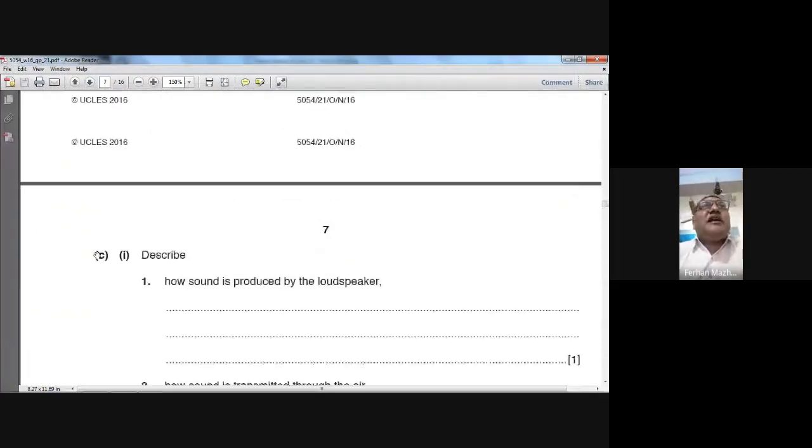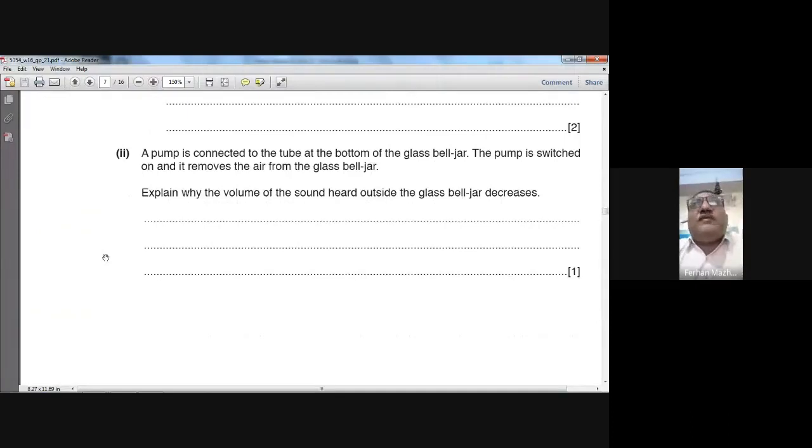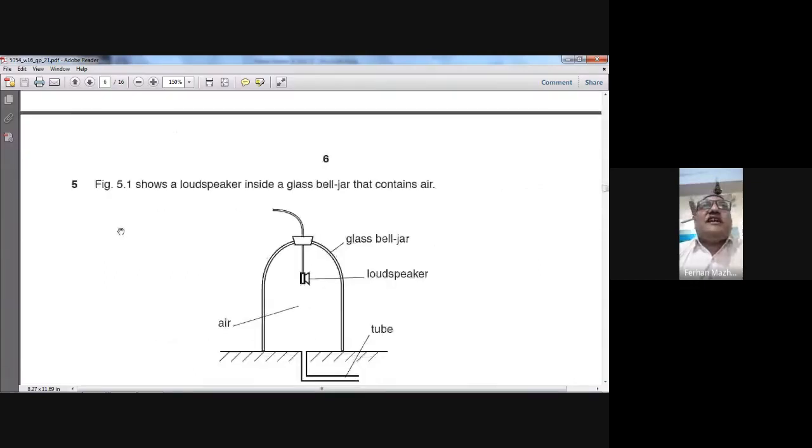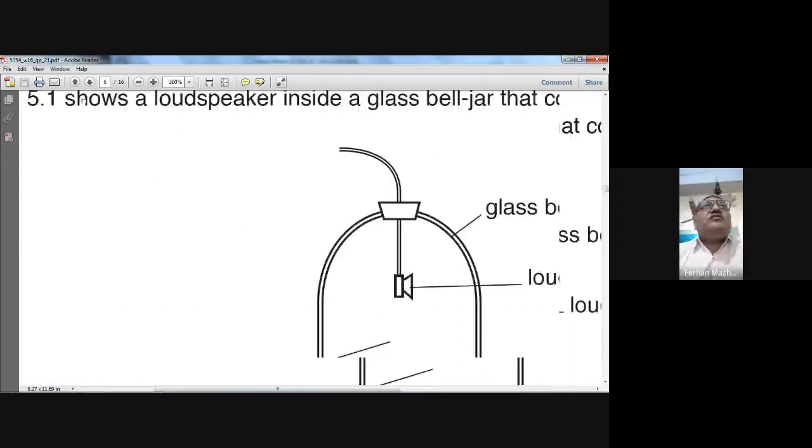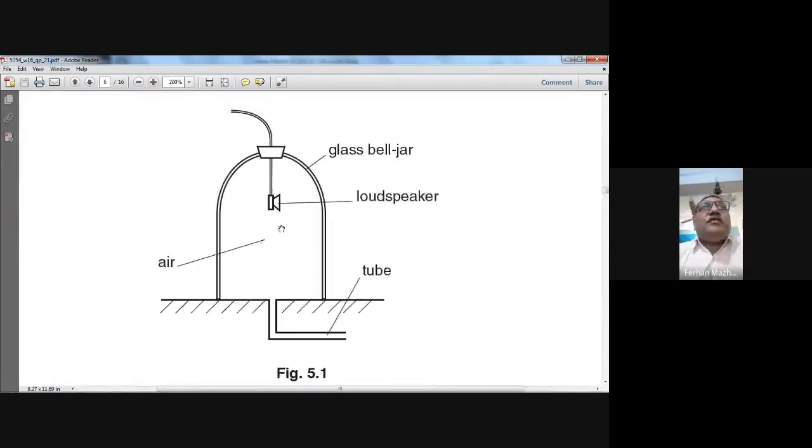C, second part: a pump is connected to the tube at the bottom of the glass bell jar. The pump is switched on and it removes the air from the glass bell jar. Explain why the volume of the sound heard outside the bell jar decreases. You know, in this bell jar experiment, when there is air inside the bell jar and the loudspeaker produces sound, you are able to hear it. But when you switch on the vacuum pump and the loudspeaker is still on, as the pump sucks out all the air, the sound which you hear outside the bell jar, its volume will start decreasing.